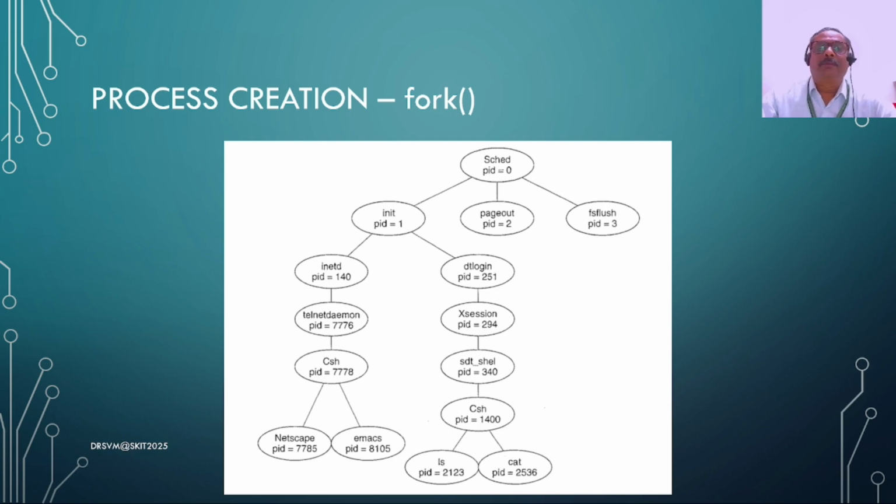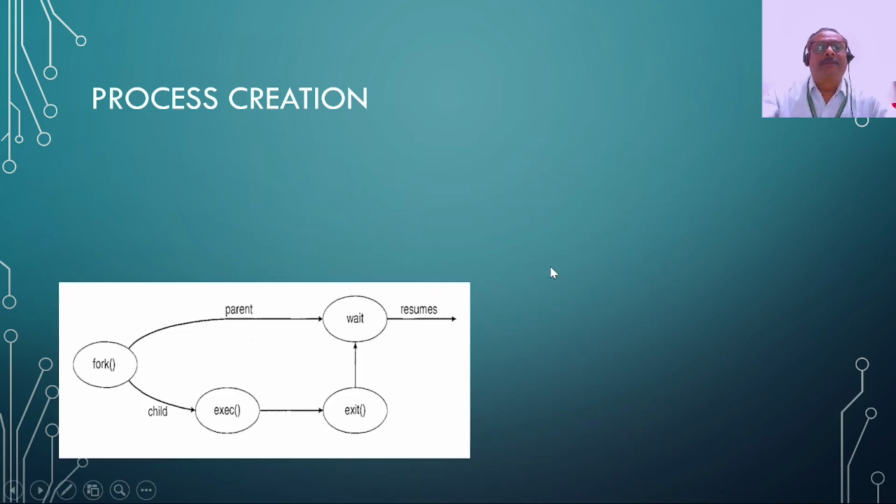The scheduler creates one more process, page out. The scheduler creates one more process, fs flush, that's required for beginning the actions, and then init will initialize the internet component, and then initialize the display component, and this continues. So that's where the process creation is required, and that's how it is done. That is done through the fork system call. So let's look in detail at what fork does.